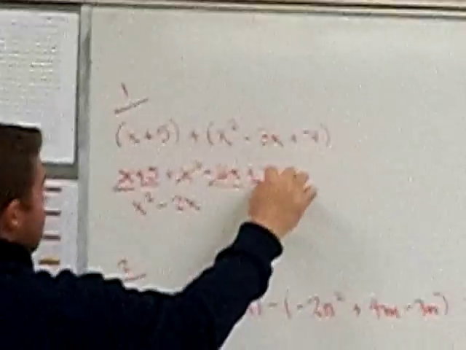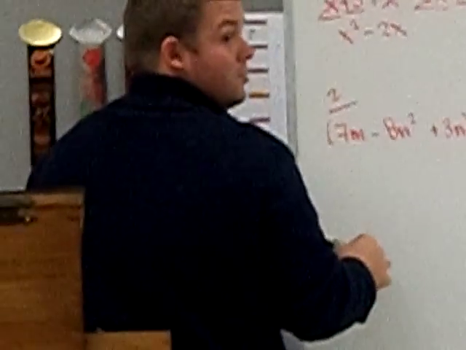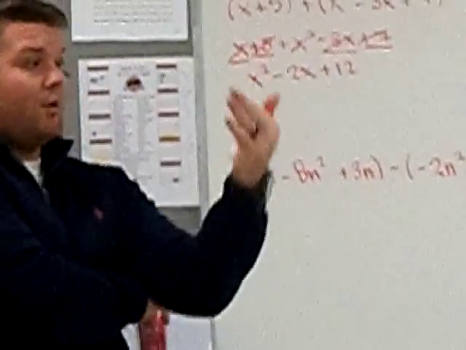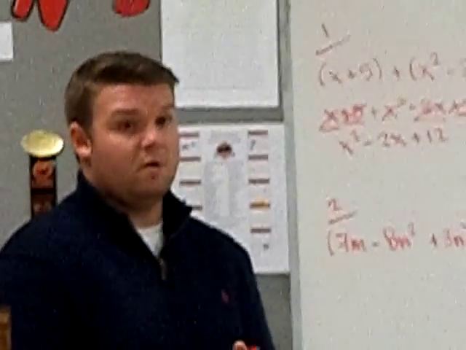We got a 5 and a 7. What does that become? 12, so plus 12. That's your answer: x squared minus 2x plus 12. So you can copy that down. Questions on number 1? Essentially, all we did was we noticed that the operation was addition, we dropped the parentheses and then we combined like terms. That's all we did.